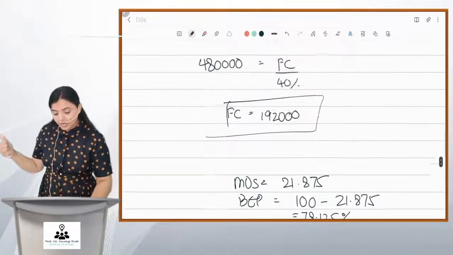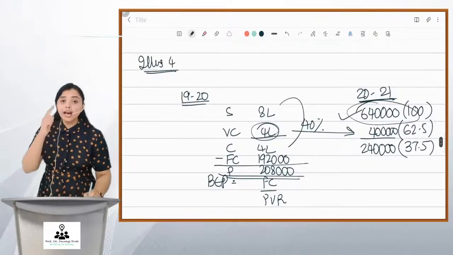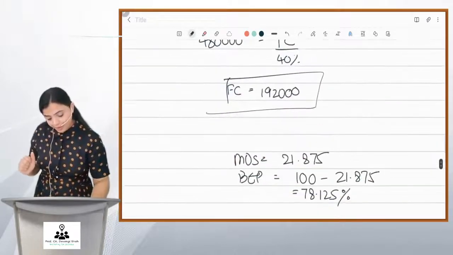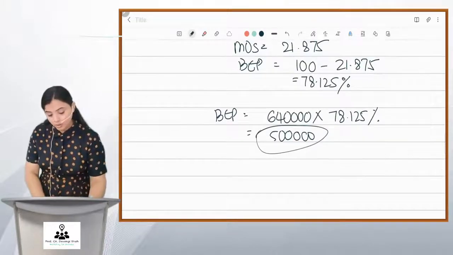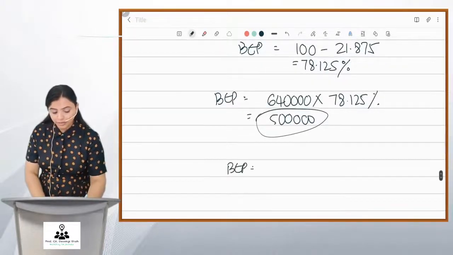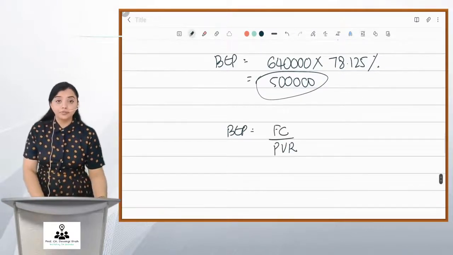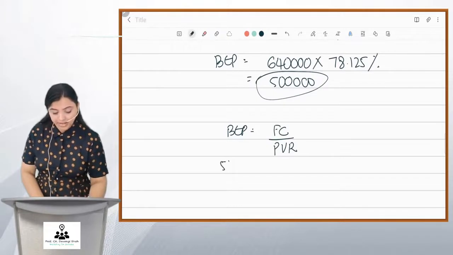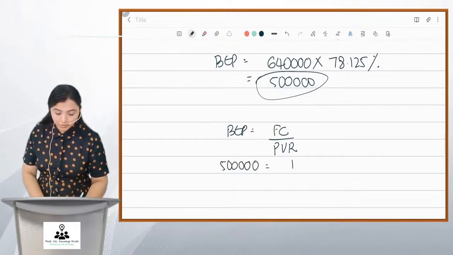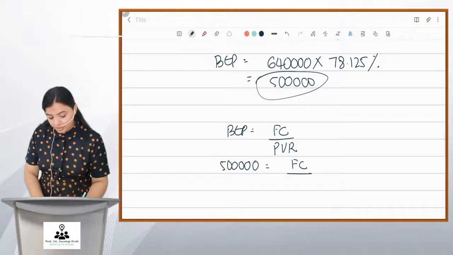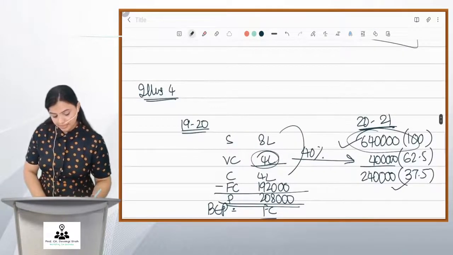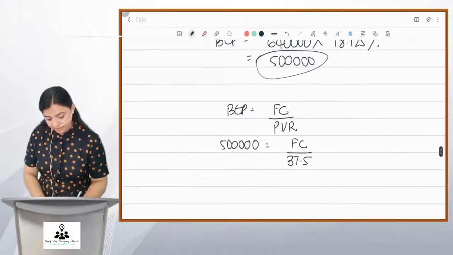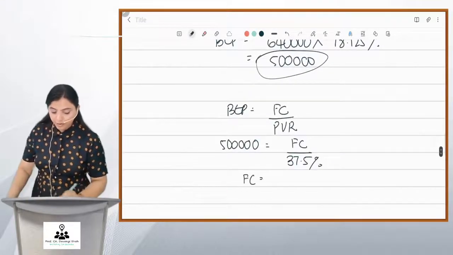Friends, we first worked out sales. Now based on this, we have worked out BEP. And the last point they are asking is fixed cost. So using the BEP formula only, which is fixed cost upon PV ratio, I can get the fixed cost here. BEP is 5 lakhs. Fixed cost is to be computed. PV ratio is 37.5%, correct? Come on friends, get the value of fixed cost.